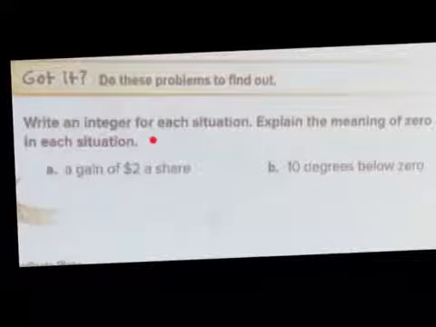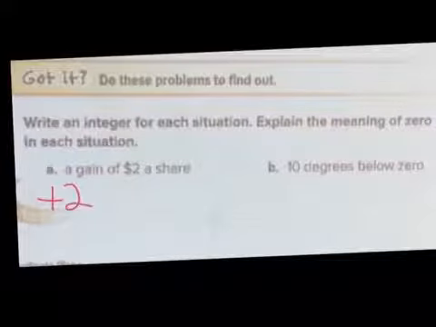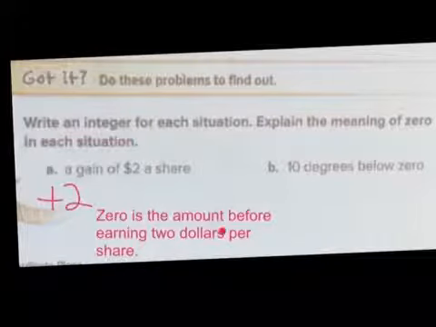Okay, let's see. Write an integer for each situation. Explain the meaning of 0 in each situation. Okay, let's write an integer. A gain of $2 a share. So we have plus 2, which we don't have to write. But what does 0 mean? 0 is the amount before earning $2 per share.